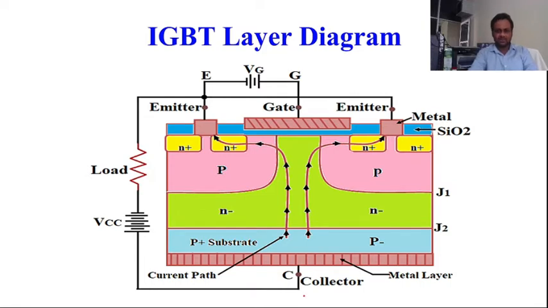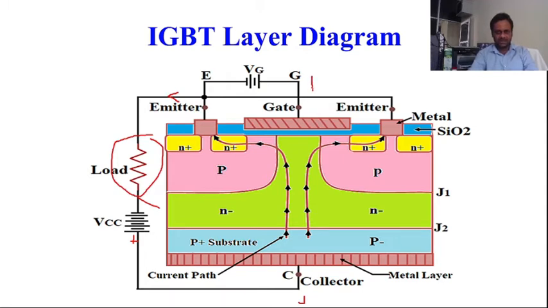If you are applying the positive voltage here, that means if you are connecting the positive terminal of this battery to the collector, and this is your load, and the other terminal, the negative terminal of this battery, is connected to the emitter, this completes your load circuit, but there will not be any current unless you apply the voltage here.